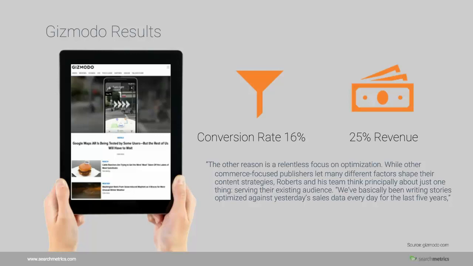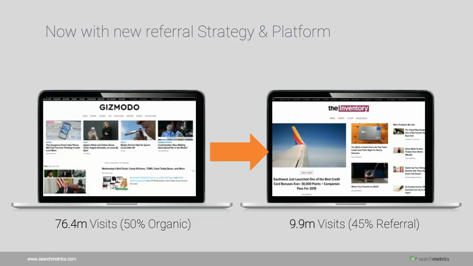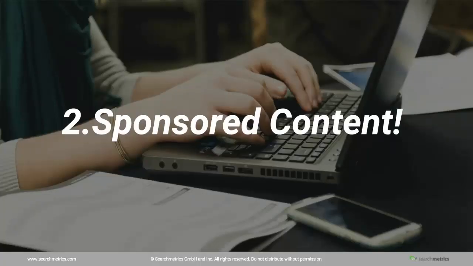And it went so well for Gizmodo that they created a new platform out of this, which is called the Inventory now. So as you see, Gizmodo generates nearly 76 or nearly 80 million visits per month, and it's referring 50%. So 10 million visits to the Inventory, and the Inventory just lives off this referral traffic, which clearly pays off.